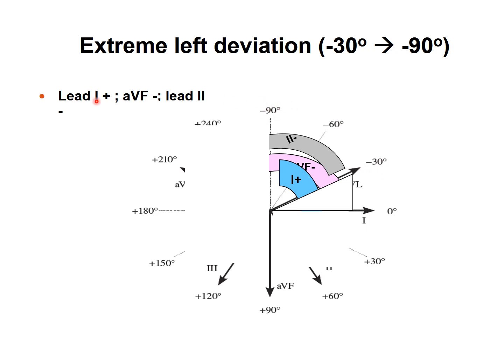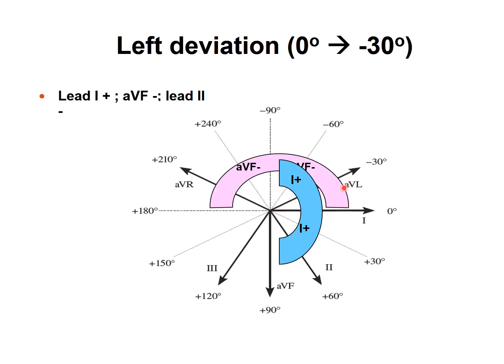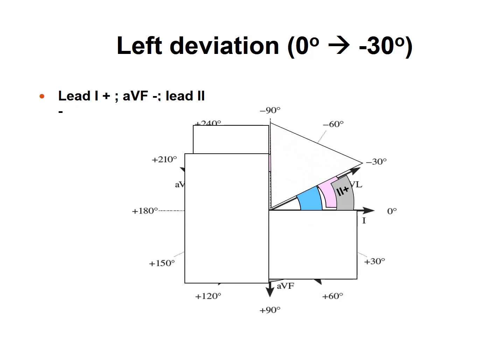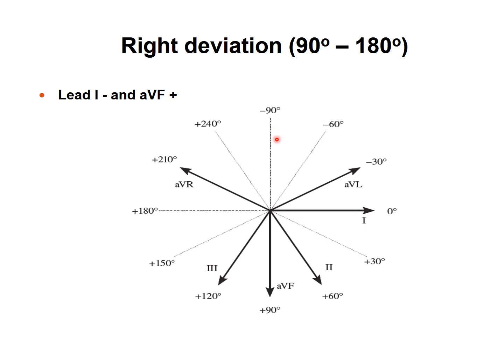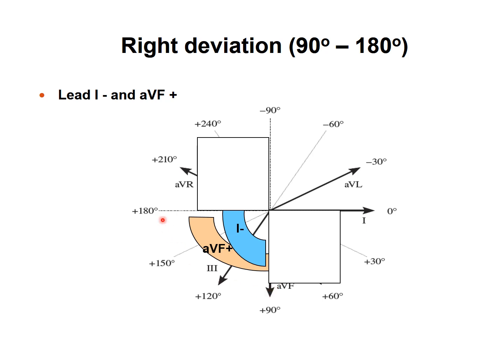In the case where lead number 1 is positive, AVF negative, and lead number 2 is positive, it is left deviation between 0 and minus 30. Lead number 1 should be positive, AVF should be negative, and because we want this, lead number 2 should be positive. Right deviation: we are on the right side, so lead number 1 has to be negative. AVF has to be positive, the common one from 90 to 180.